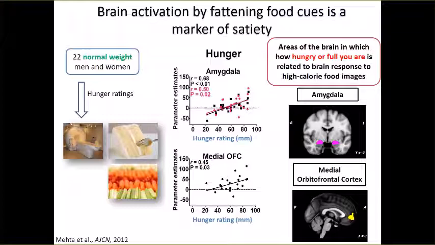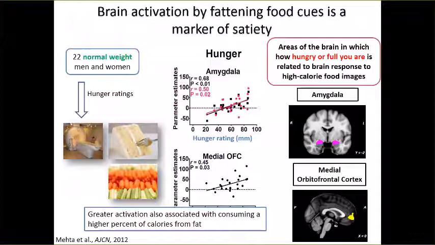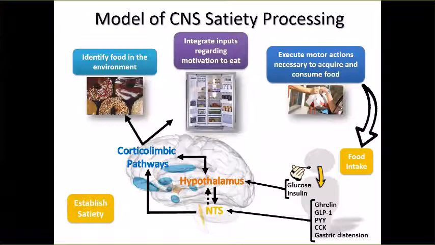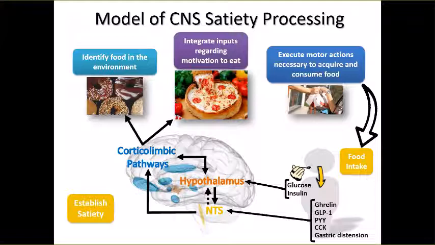So we went on to look at whether this predicted how much food people ate, and it in fact predicted whether people consumed a higher percentage of calories from fat when they went to a buffet meal where they had a choice from a wide variety of foods immediately after their fMRI. So these signals that we read from these areas appear to be a readout of appetite, and they also are predictive of food choice. So here's our model, we found some of these corticolimbic regions that do seem to be active in satiety, but they're specific to high-calorie foods. You'll see more along that theme as we go.